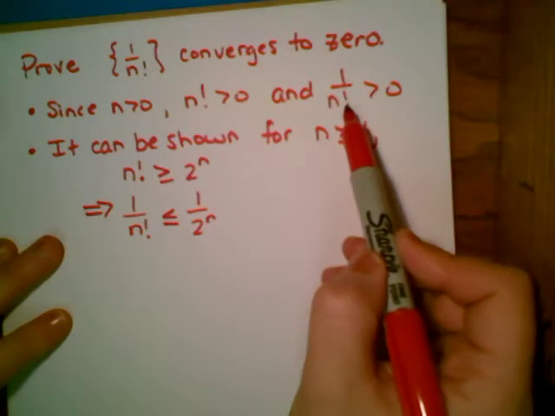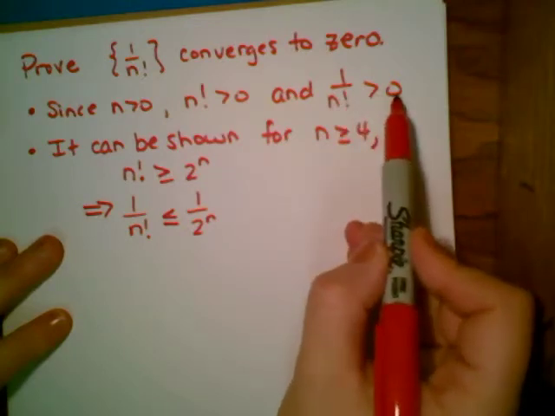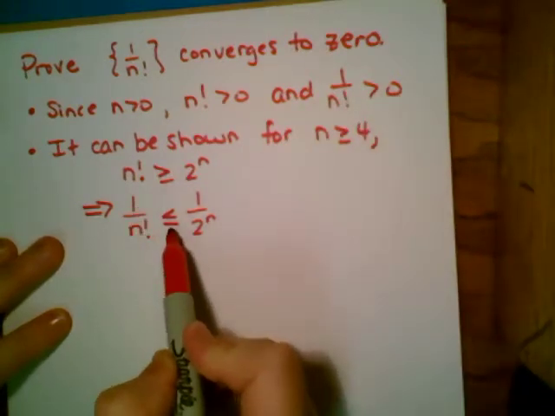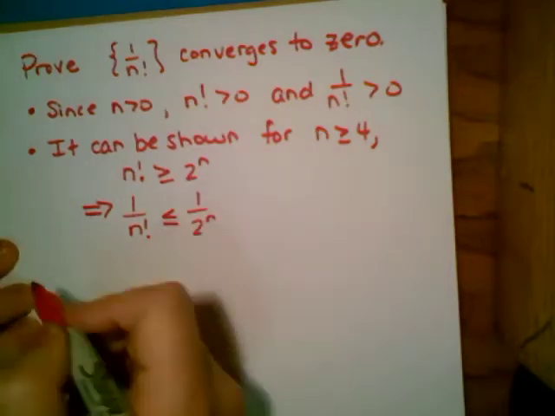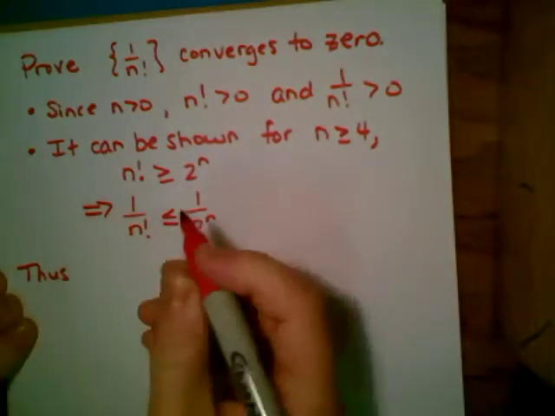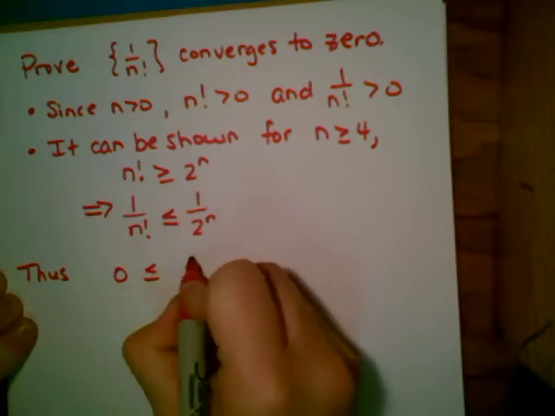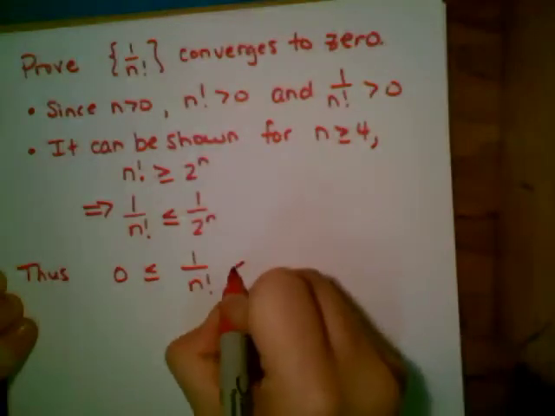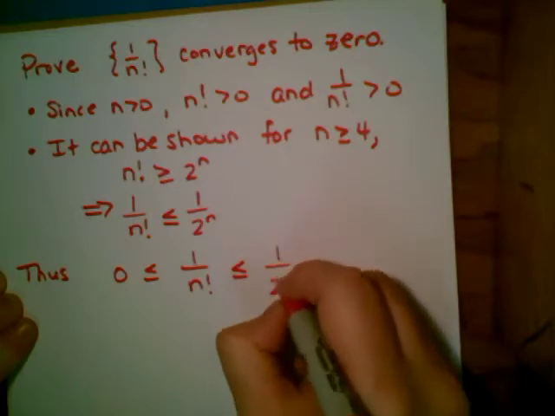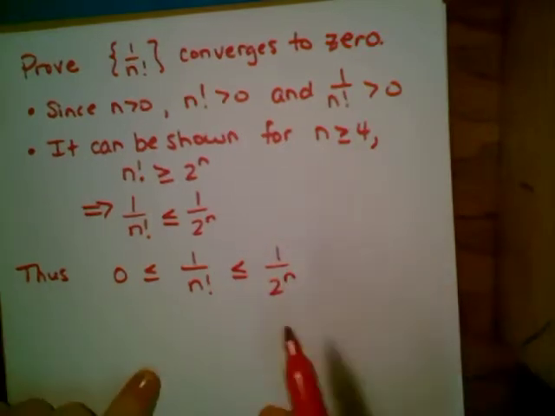So what do we have together here with these 2 statements? 1 over n factorial is greater than 0. 1 over n factorial is less than or equal to this sequence. Thus, we have 0 less than or equal to 1 over n factorial less than or equal to 1 over 2 to the n.